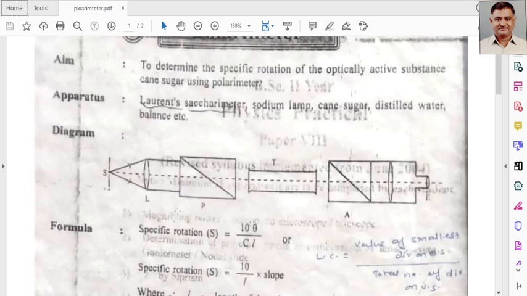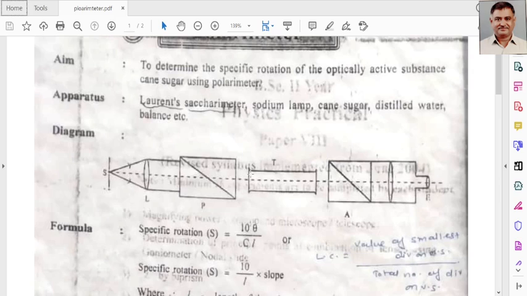See, this is a diagram. With the help of this diagram, we can understand this experiment. S is a source. From this source, these two rays of light go. This is a collimating lens, and due to this collimating lens, the rays are parallel, and this is nothing but a polarimeter P.